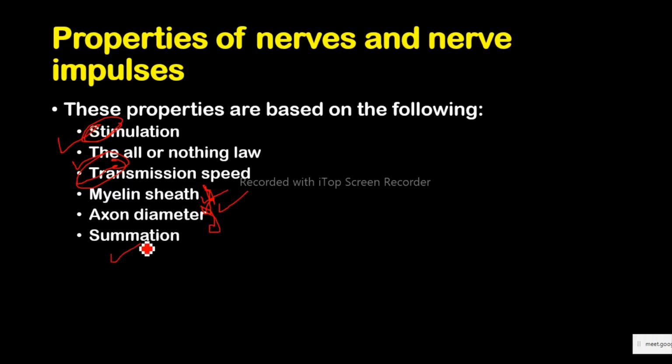Then we shall also talk about summation as a concept, and we see what it is about and how it is brought about.